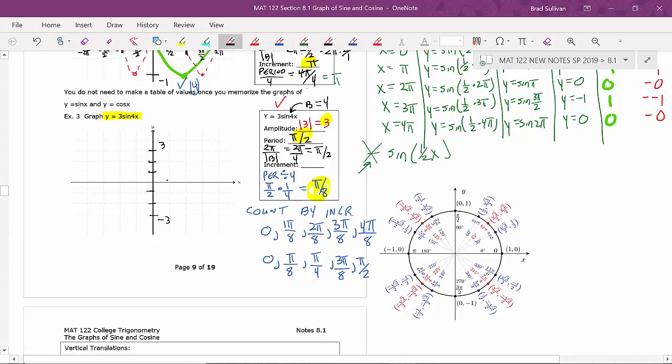So we're going to go ahead and do this like this. We're just going to say, okay, that's pi over 8. This is pi over 4.